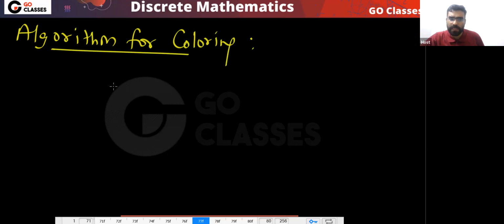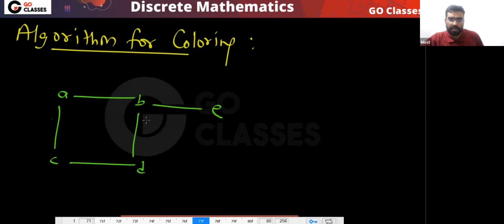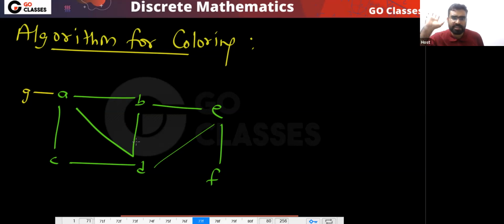This is the algorithm we have seen. We start at a vertex. For example, let me give you this graph: A, B, C, D, E, F. Now see what you are doing. You are starting at some vertex. For example, let me start at this vertex, and you are giving color number 1.